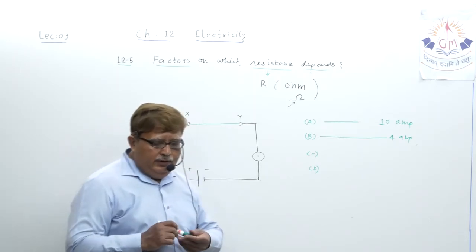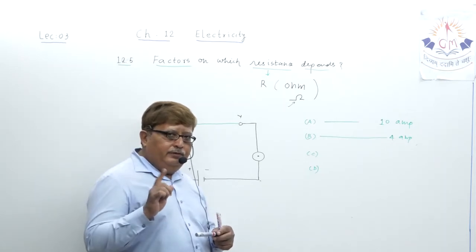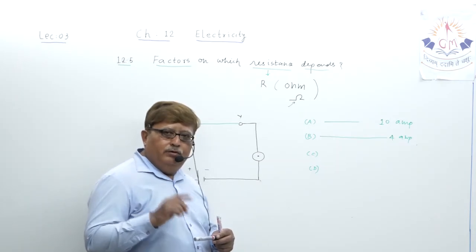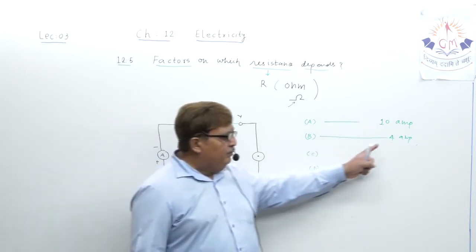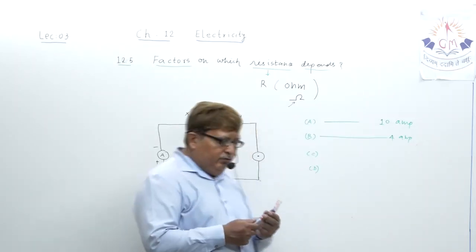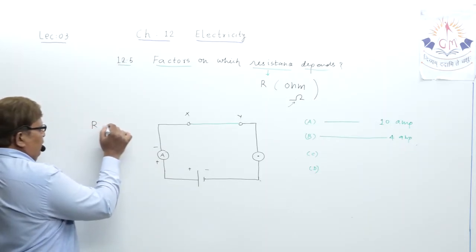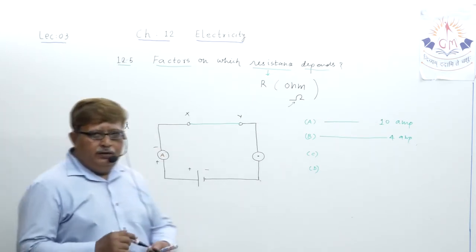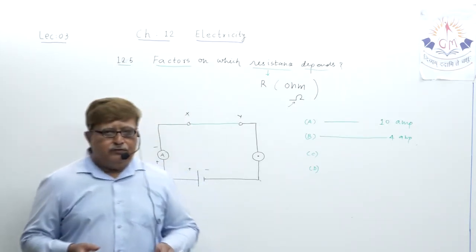So one thing is clear in your mind, length increases, that means resistance also increases. How do you come to know resistance increases? Because the amount of current flowing decreases. So can I write it this way, that resistance is directly proportional to length. Understand? Because increase in length, increase in resistance.